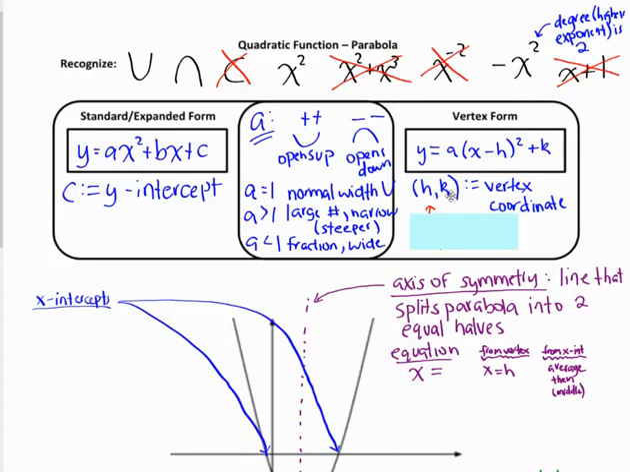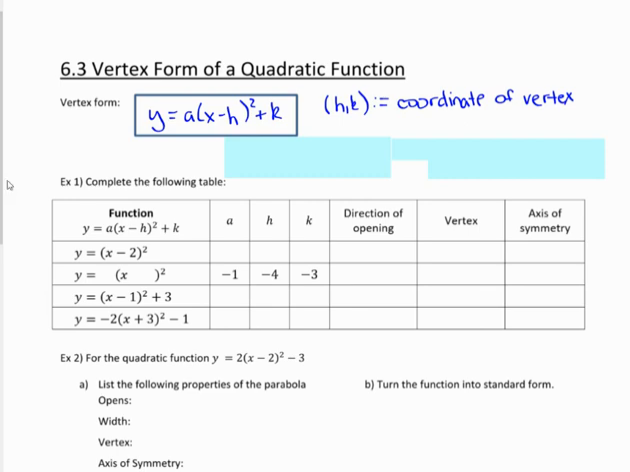So vertex form tells us the location of our vertex, which is why it's called vertex form of a parabola. We know that h and k is our vertex coordinate, and a is the same. So a is the same for standard form as it is for vertex form. Positive opens up, negative opens down. If it's 1, it's a normal width. If it's larger than 1, it's going to be narrow. If it's smaller than 1, like a fraction, like 0.5, it is going to be wider. Right. So let's do this first example here.